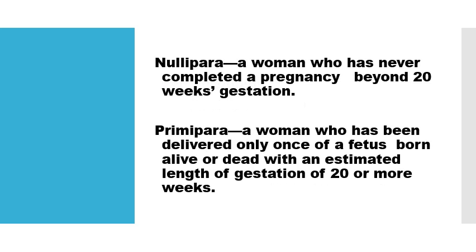A nullipara may not have been pregnant or may have had an abortion or an ectopic pregnancy. A nullipara is a woman who has never completed a pregnancy beyond 20 weeks gestation. A primipara is a woman who has delivered only once of a fetus, born alive or dead, with an estimated length of gestation of 20 or more weeks.